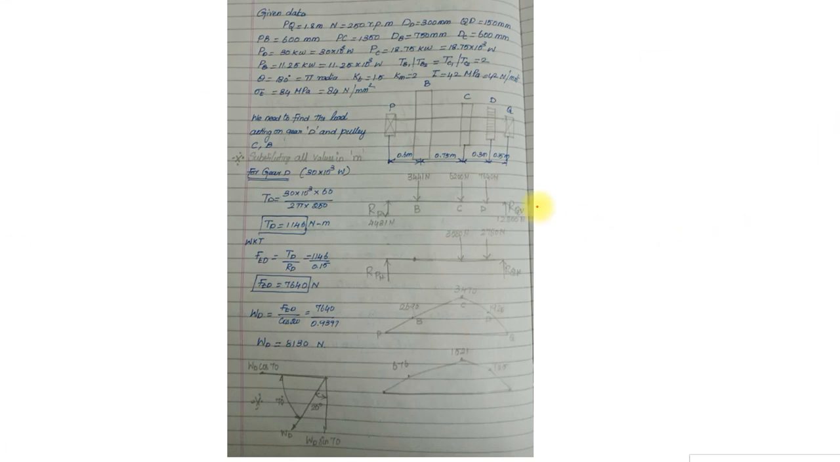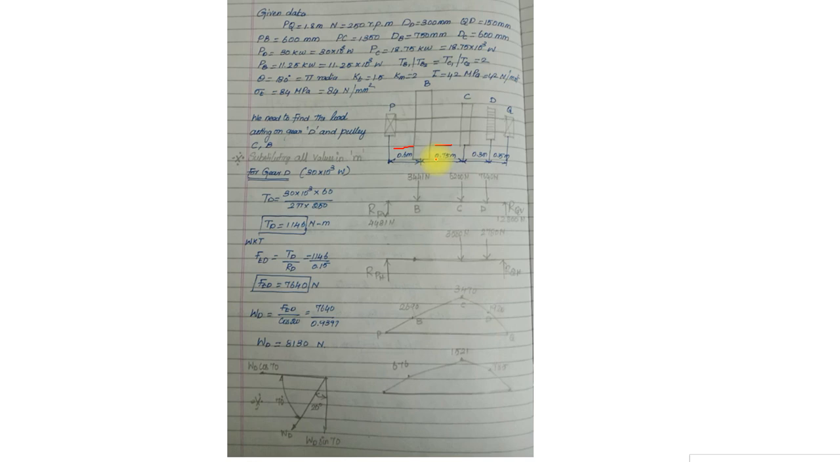So very importantly, I have drawn the diagram here. You can see the bearing, you can see the gear, you can see pulley C, you can see pulley D. The distance from here to here is 0.6 meter, 600 mm. The distance from here to pulley C is 0.75. Totally, if you add 0.6 and 0.75, you will be getting 1350 millimeter, which is nothing but 1.35 meter.